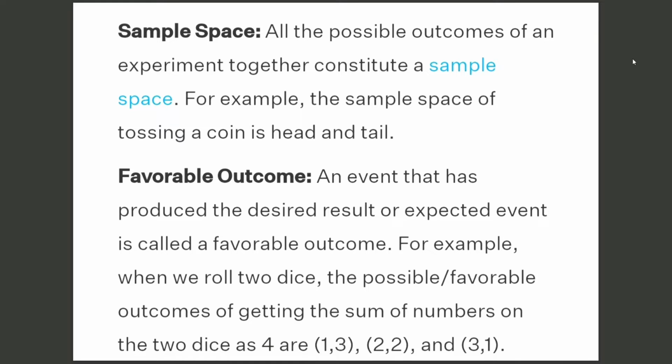Sample space. All the possible outcomes of an experiment together constitute a sample space. For example, the sample space of tossing a coin is head and tail. Favorable outcome. An event that has produced the desired result or expected event is called a favorable outcome. For example, when we roll two dice, the possible favorable outcomes of getting the sum of numbers on the two dice as 4 are (1, 3), (2, 2) and (3, 1).